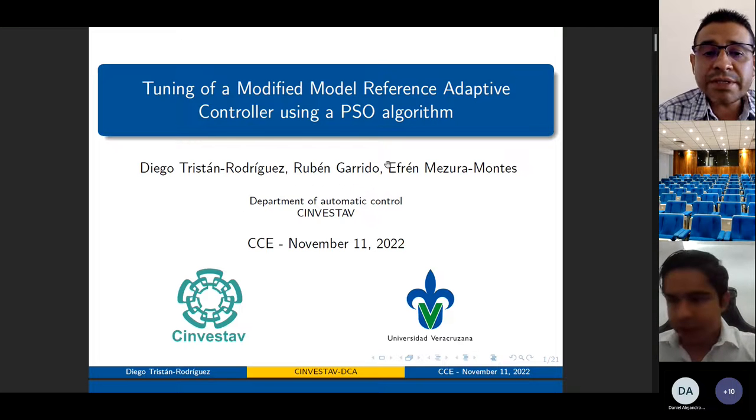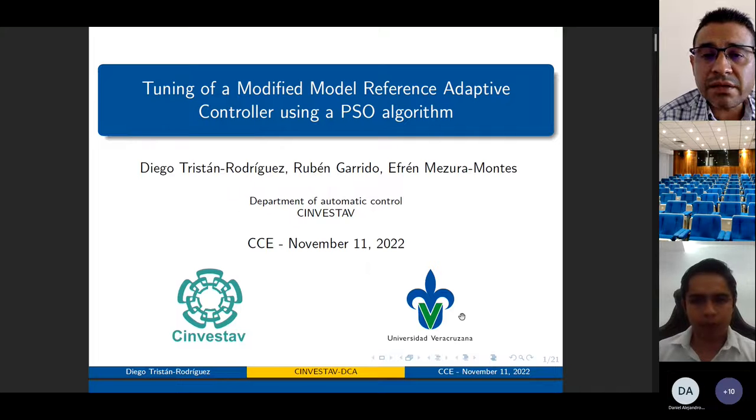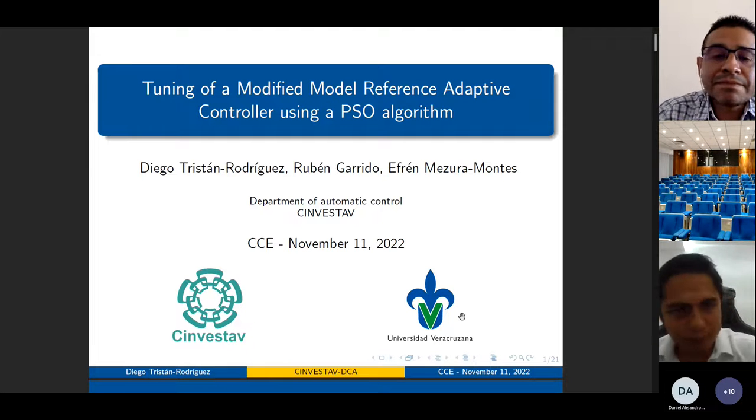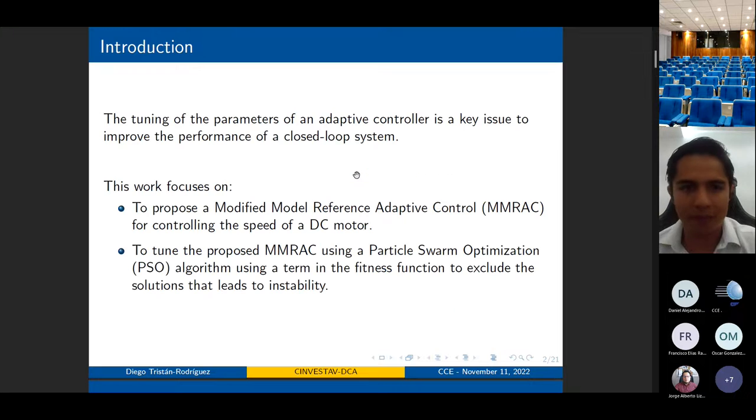So the next presentation is by Diego Tristán-Rodríguez, and the title of the talk is Tuning of a Modified Model Reference Adaptive Controller Using a PSO Algorithm. 15 minutes, Diego, go ahead. Thank you. Hi everyone, I'm Diego Tristán, and I'm going to present this article named Tuning of a Modified Model Reference Adaptive Controller Using a PSO Algorithm.